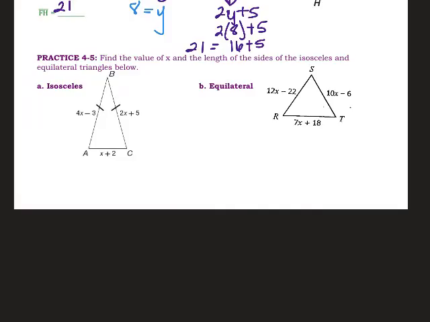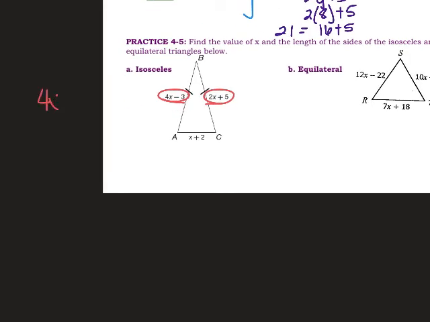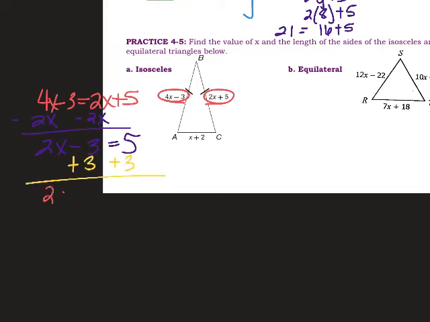All right, look at that first one. How many sides are equal? 2. Okay, so the 2 that are equal, these are the ones you're going to set equal. So if I have 4x minus 3 is equal to 2x plus 5, and I subtract the 2x, how many x's do I have left? 2. So I have 2x minus 3 equals 5. Then what am I going to do with that 3? Add the 3. So then I'm left with 2x equals 8. What would be the last step? Divide by 2, and your x has a value of 4. So you found your x.